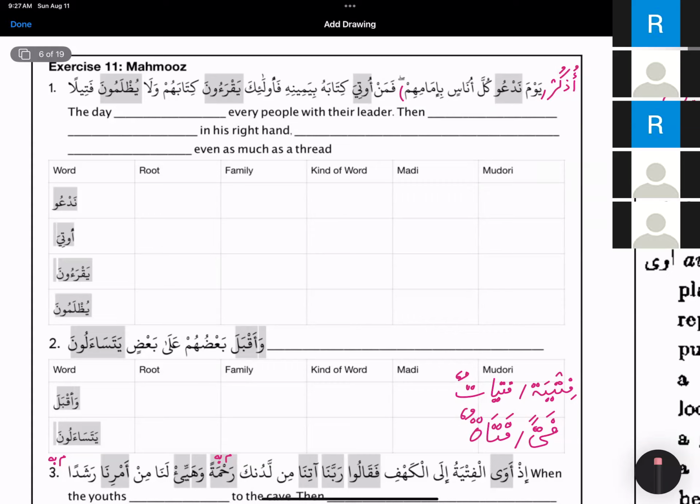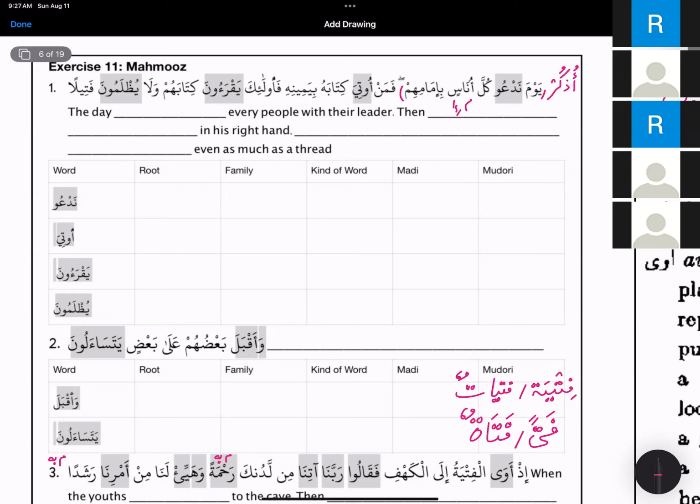You are including the whole faman utiya kitabahu, everything? No. Nadu kullu nasin be imamihim. Yeah. So our mudaf ilayhi should end over here. Complex. So yawma is mudaf and nad'u, and then kullu nasin is their maf'ul, right? And bi imamihi is MBF, right? So they are all together. So this is our mudaf ilayhi. So yawma is mudaf, zarf, right? And this is our mudaf ilayhi over here, the whole thing.